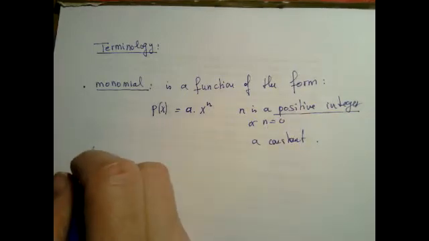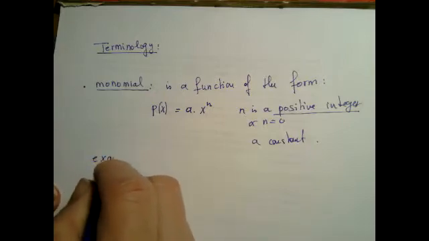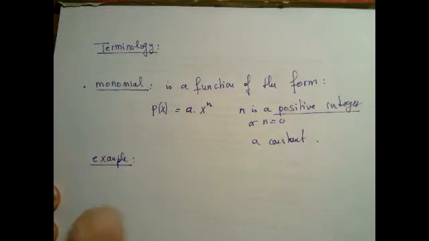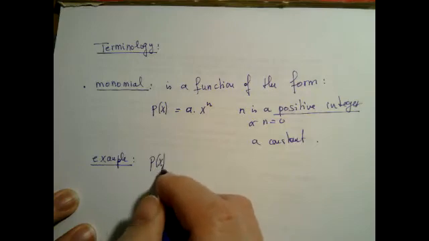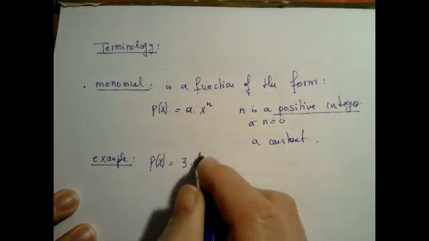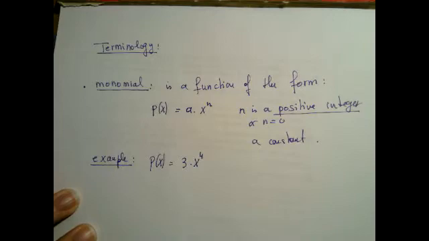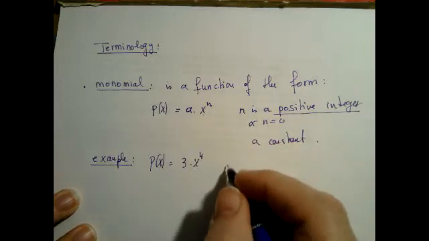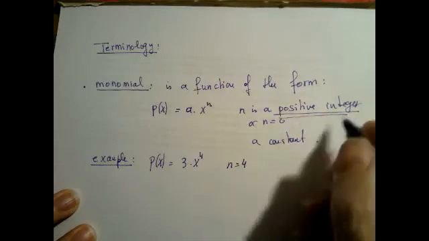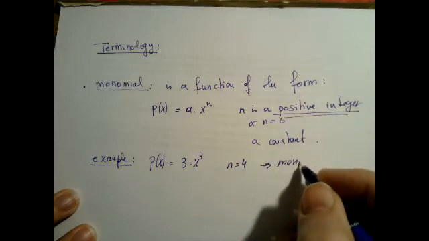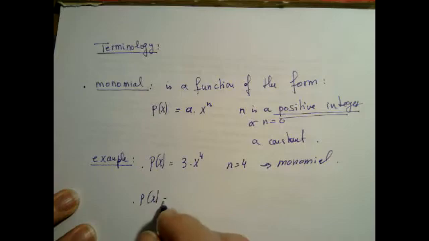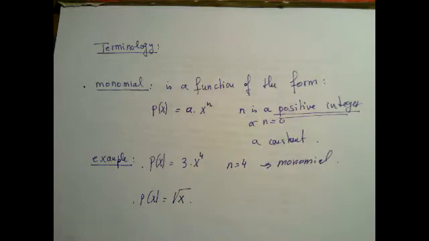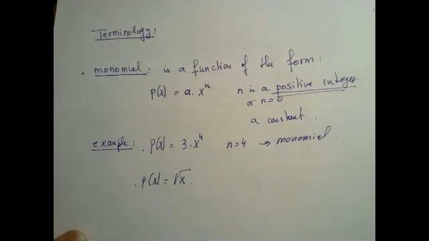So for example, a monomial is one term, but not any one term. It's a term that has the following form. For example, if I take P of x equal to 3 times x to the power 4, that's a monomial because it has exactly this form. n here is equal to 4, which is a positive integer. So that's a monomial. Okay. Now suppose I give you P of x equal to, I don't know, the square root of x. Is this a monomial according to my definition? Yes or no, and why? Quickly.